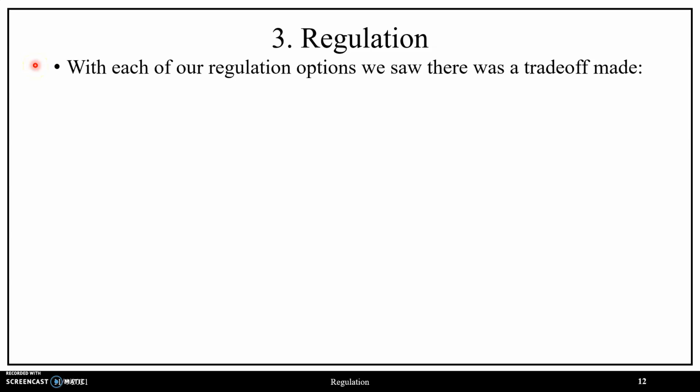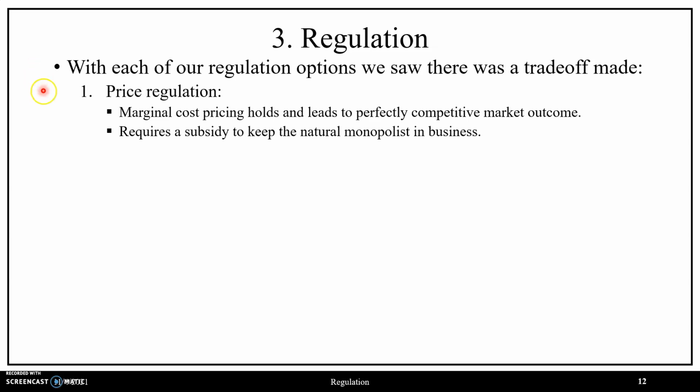So what we overall saw was, with each of our regulation options, some sort of trade-off was made, where with price regulation, marginal cost pricing was held, and this led to a perfectly competitive market outcome in terms of output and price. But for this to be sustainable for the natural monopolist, the government has to pay the natural monopolist a subsidy by the amount of the loss.